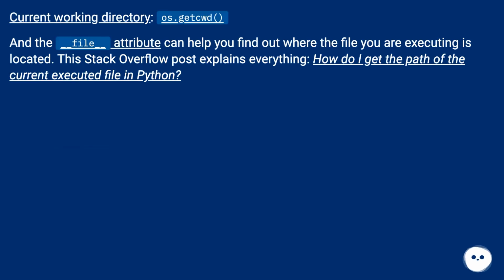Current working directory, os.getcwd, and the __file__ attribute can help you find out where the file you are executing is located. This Stack Overflow post explains everything. How do I get the path of the current executed file in Python?